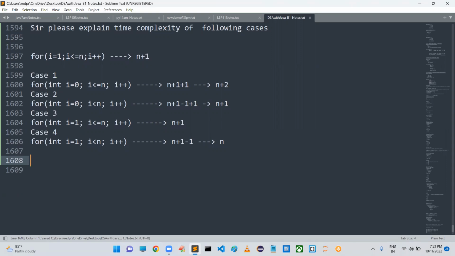Clear, Akshay? Clear up to this? Everyone, please confirm. Clear up to this? Right.